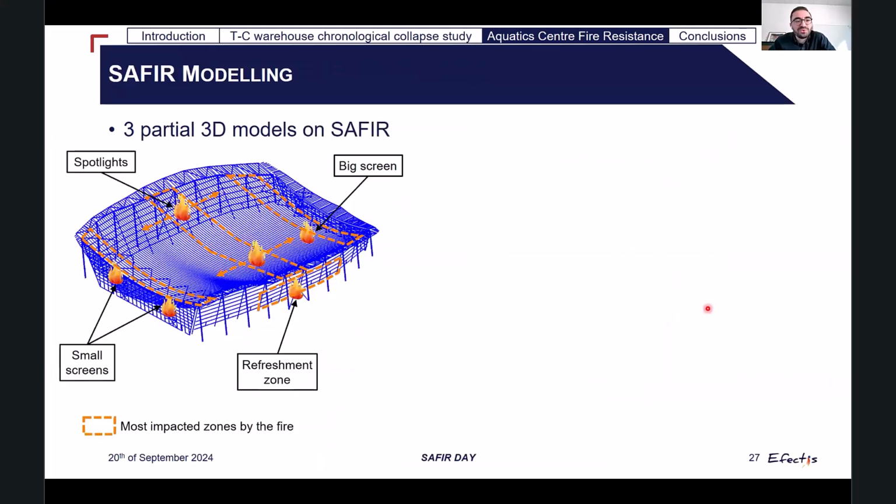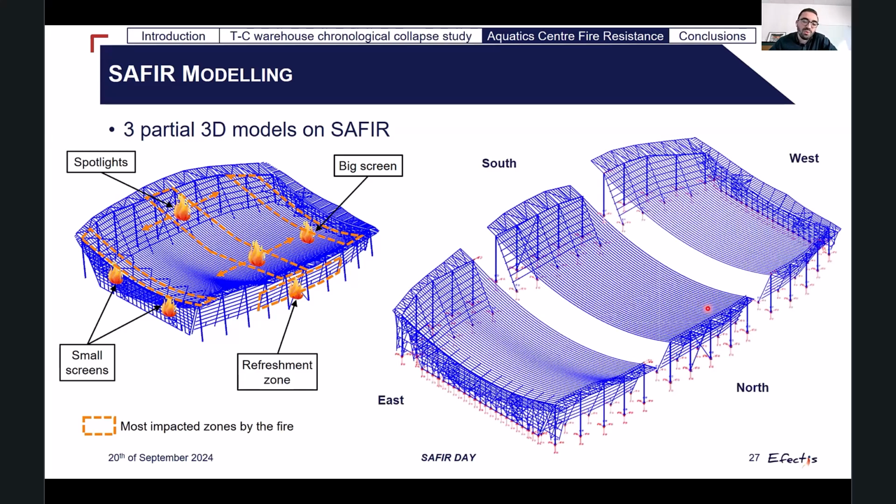And okay, back to the SAFIR modeling. Here I summed up the position of the fire scenarios. And of course, we had the whole geometry here. We couldn't afford to model everything in 3D. So what we decided to do is to create three partial 3D models in SAFIR. One for the eastern part with the fire of the small screens, the center one for the spotlight fire and the refreshment zone fire, and the west one for the biggest screen, and that's it.